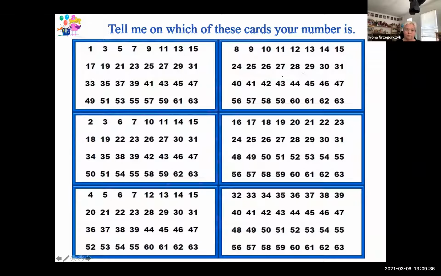Is it on this card? Yes. Okay. Is it on this card? Yes, it is. Okay. What about this one? Yes. Okay. So your number is 56, 60. Yes. Wow, awesome. Okay. Thank you. Anybody wants to try, or are we going to the explanation? That was fun.